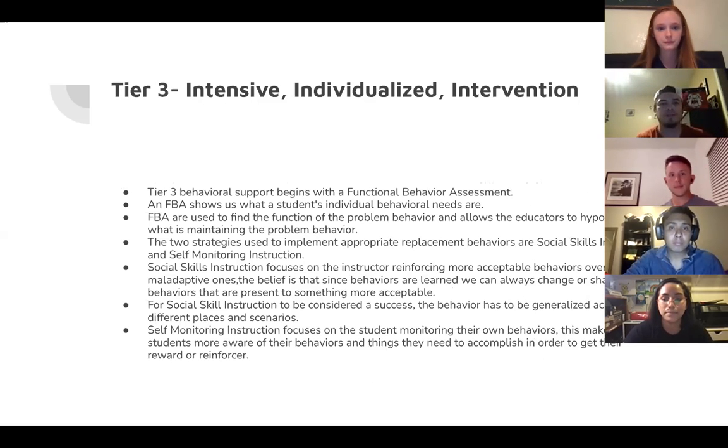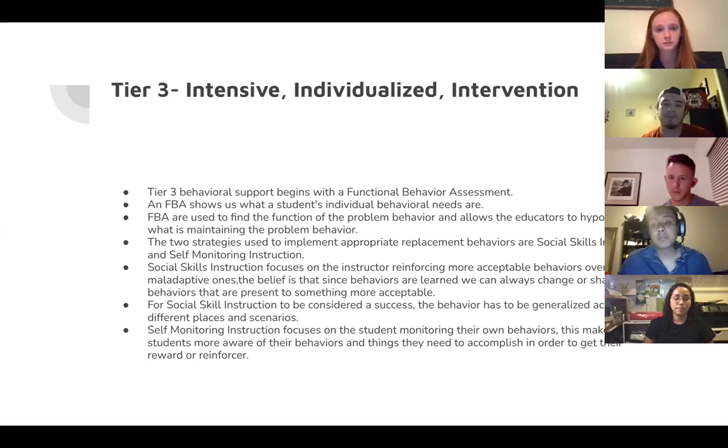So tier 3, intensive individualized intervention. Tier 3 behavioral support begins with functional behavioral assessments. An FBA shows us what a student's individual behavioral needs are. FBAs are used to find the function of the problem behavior and allow educators to hypothesize what is maintaining the problem behavior. The 2 strategies used to implement appropriate replacement behaviors are social skills instruction and self-monitoring instruction.